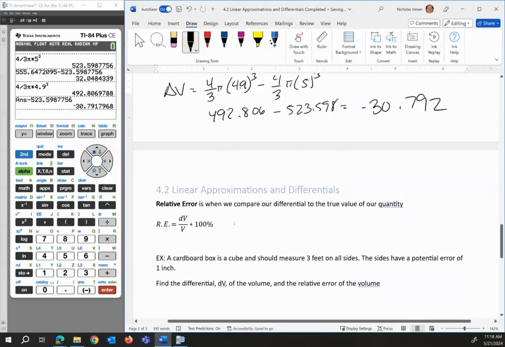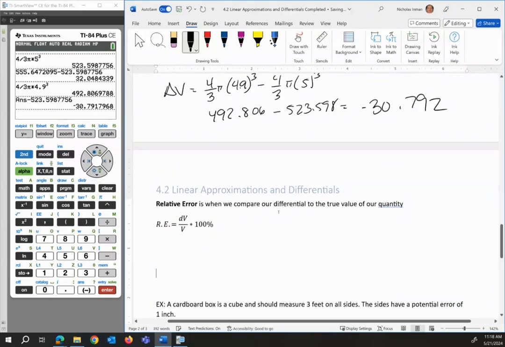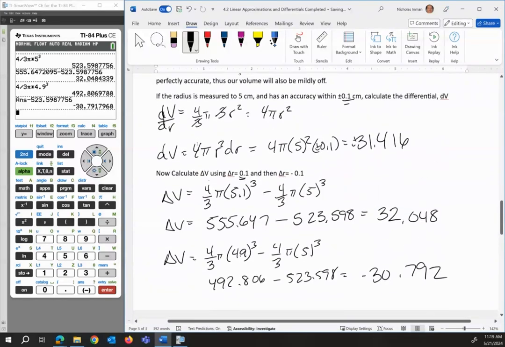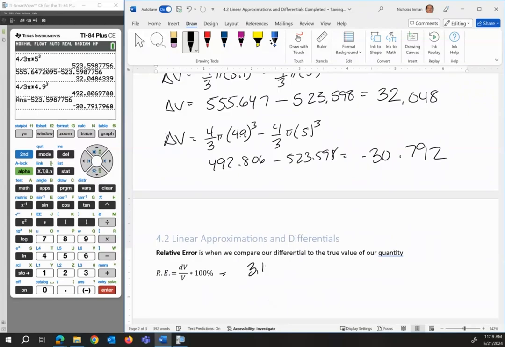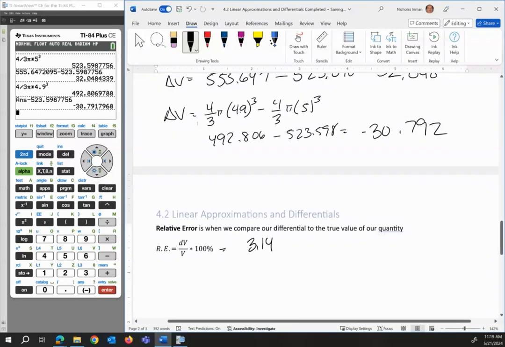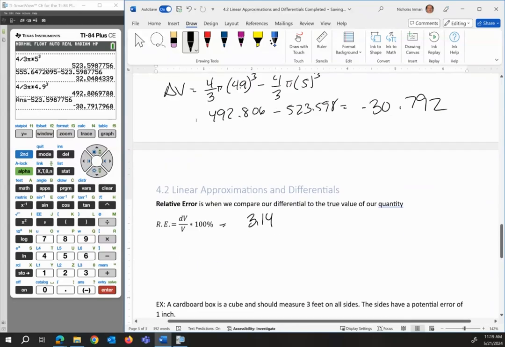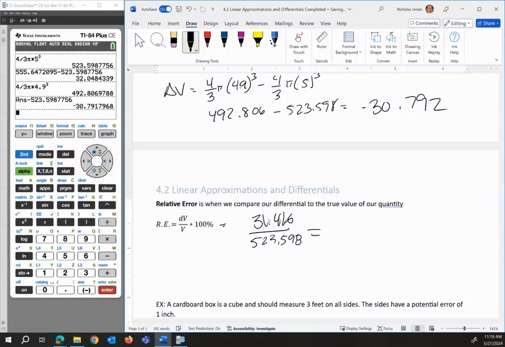All right. Last but not least, we have this thing called a relative error. So the relative error is when you take your differential and you divide by the true exact value, and then you times by 100. So our dV, our differential, was 31.4. We divide that by the true volume of our sphere here, which we found was 523.598, and then we times by 100.